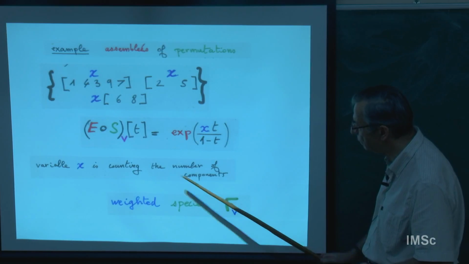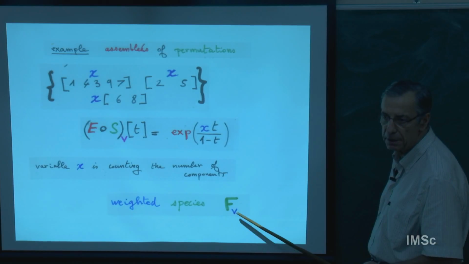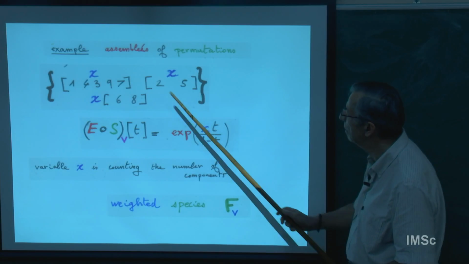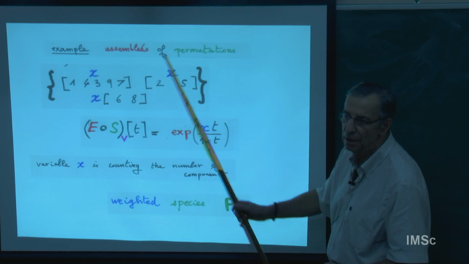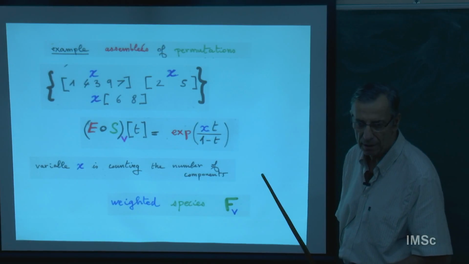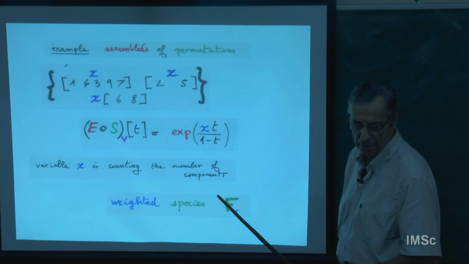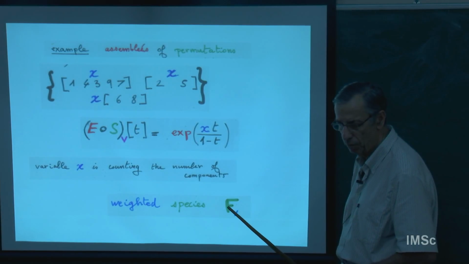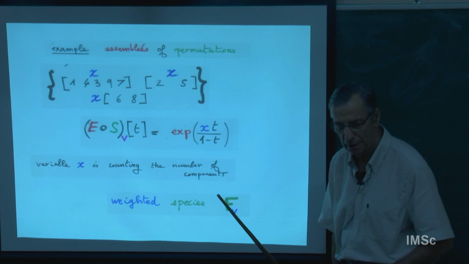So this gives you an idea of what weighted species are. We have the species F, which is a composition of E and S, and V, the weight of the species, will be the weight of each element of the F structure, and each element gets an x for each block. So the total weight of this object is x to the 3. There are 3 blocks, so it's x cubed, and the variable x is counting the number of blocks. The variable t is counting the total number of elements in the species. So this is a typical, simple example of weighted species. We want to count our objects with some parameter. Here the parameter is the number of blocks of the assembly.